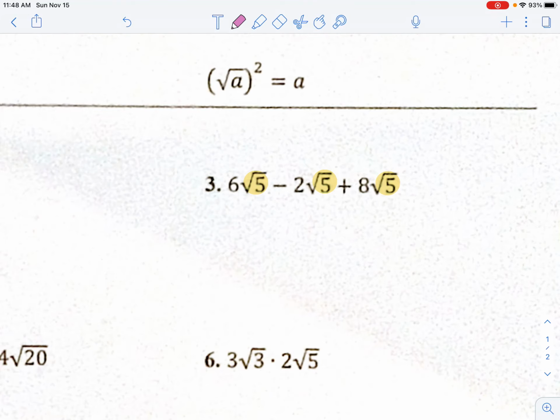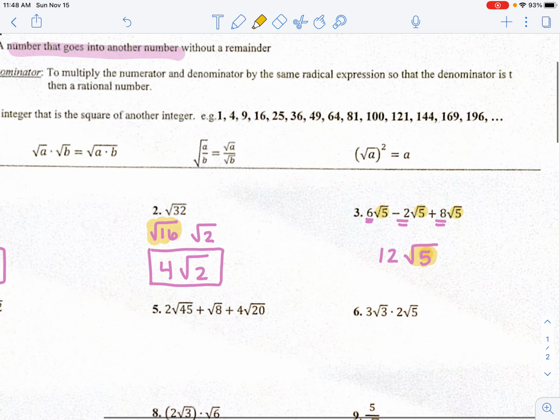How you do that is it's like adding x's or y's or variables. You look at the numbers out in front. So I have 6, negative 2, positive 8. If I do 6 minus 2 plus 8, I get 12 radical 5. You notice my radical is still the same as my other ones from before. So you just look at that outside number there.